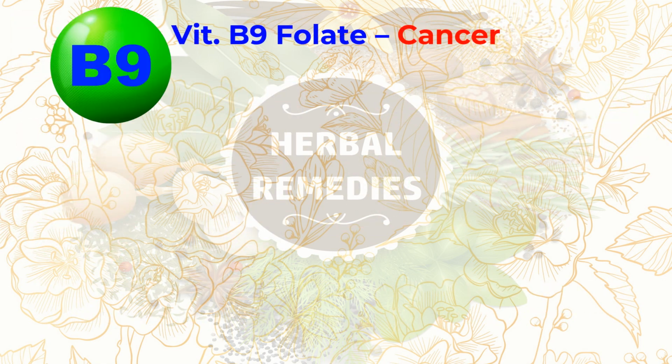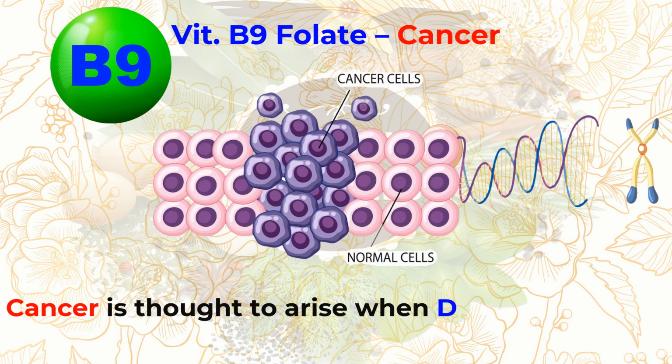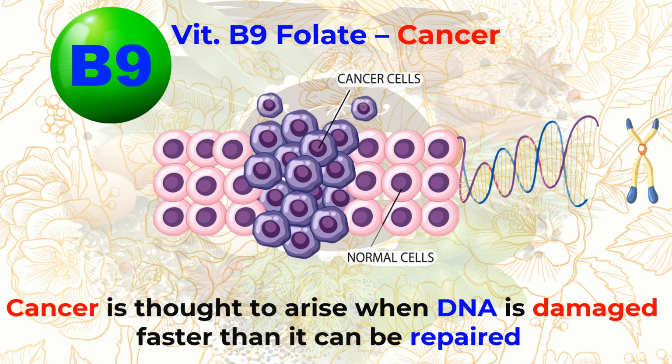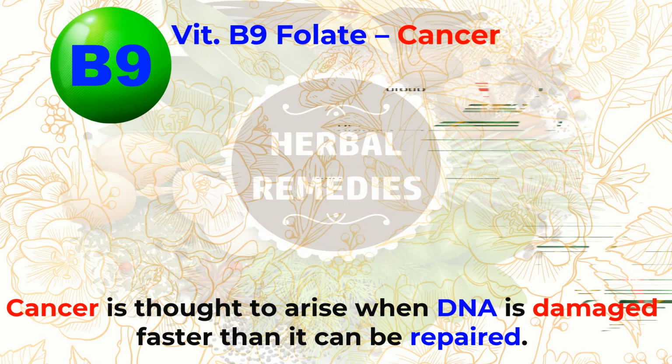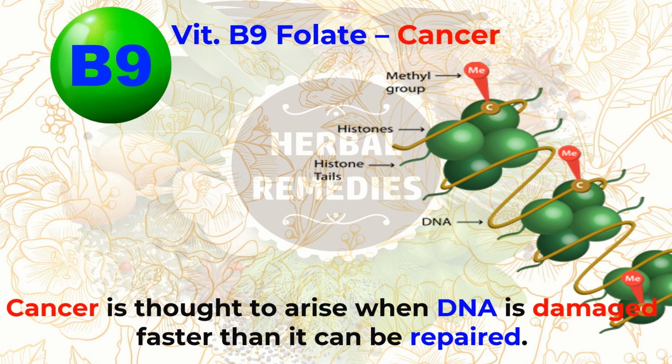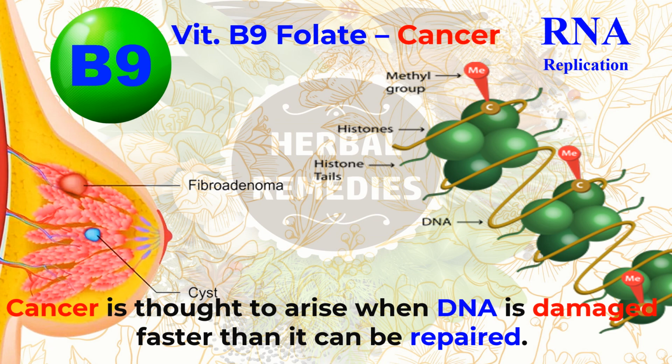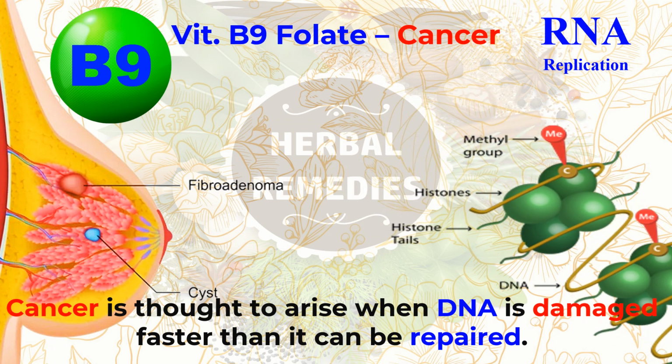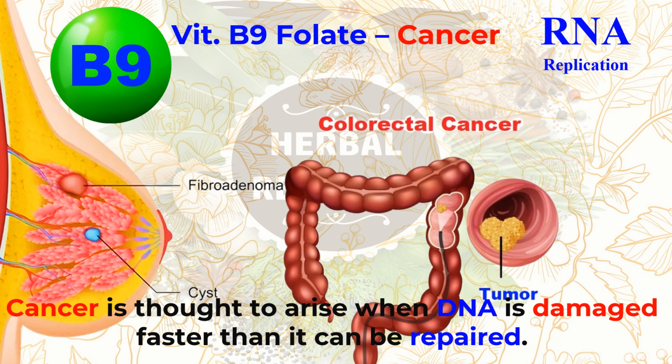Folate may also play a role in cancer prevention. Cancer is thought to arise when DNA is damaged faster than it can be repaired. Folate assists with synthesis and repair of DNA. Folate also assists with methylation by increasing the S-adenosylmethionine in the cell. Cancer is thought to arise from excess expression of certain genes within DNA. Methylation quiets RNA replication and can help the cells regulate excess growth. Folate may be helpful in preventing breast cancer in women who drink alcohol. Sufficient folate intake has also been associated with lower colorectal cancer risk.